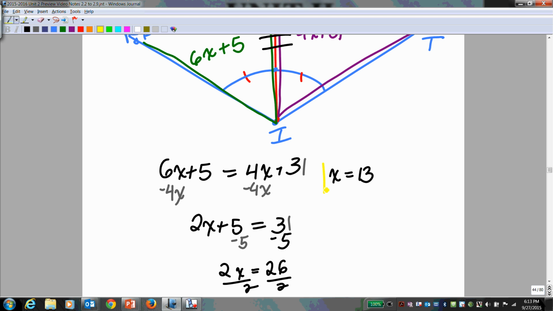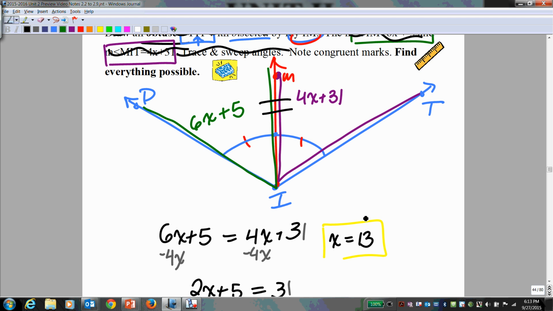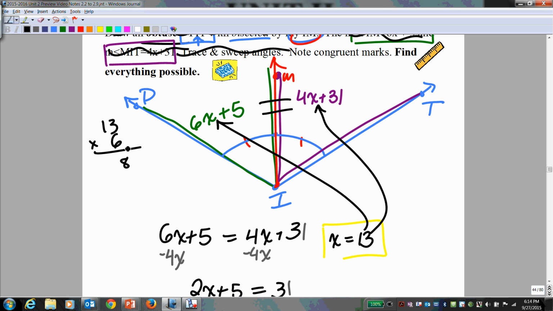Remember, don't get all happy. Once you solve for x, you want to plug it back in and check it out. So we're going to take that 13 and put it right there and right there. So we're going to go 6 times 13, and that's going to be 78 plus 5. Going to be 83.